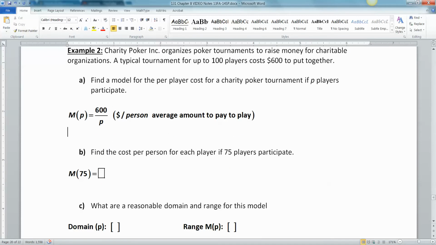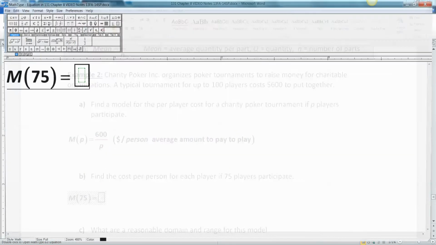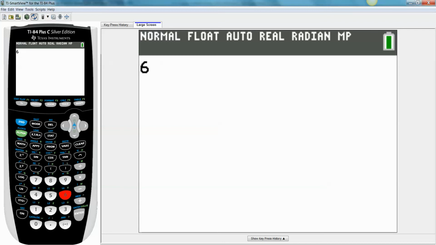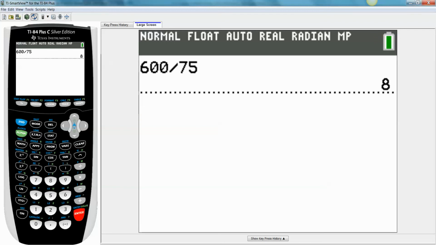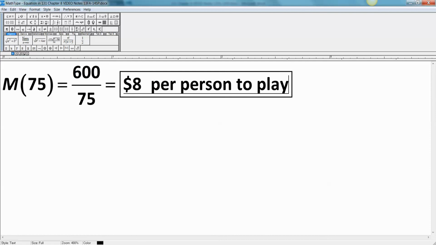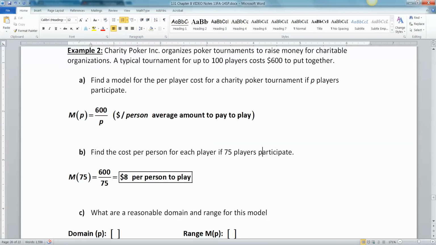All right, so now let's find the cost per person if 75 players participate. Well, we have $600. We're going to divide it by 75. And let's see, 600 divided by 75 makes 8. So that means if there are 75 players, then each one will have to pay $8 to play. And there we go, there's our cost per person.